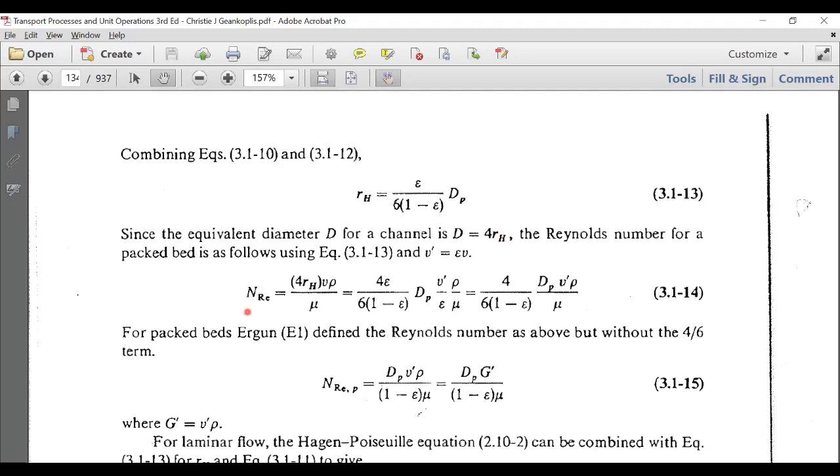Then if we want to find the Reynolds number for packed bed, there are two equations here, 3.114 and 3.115. However, we will use this one, not this one, for finding the Reynolds number in packed bed.